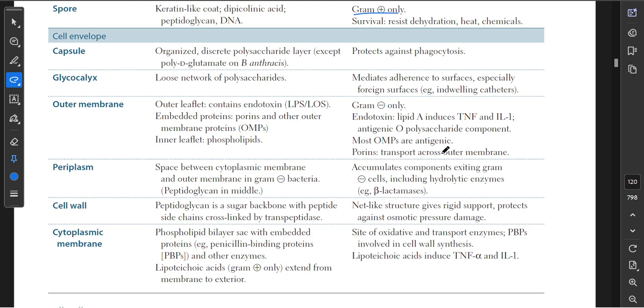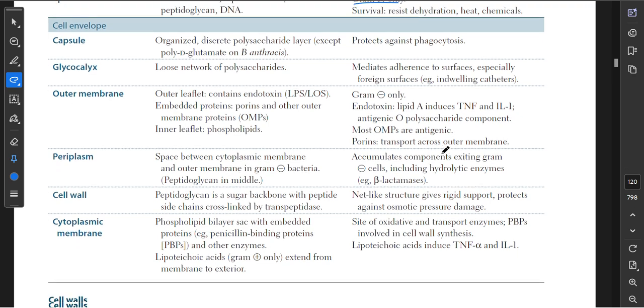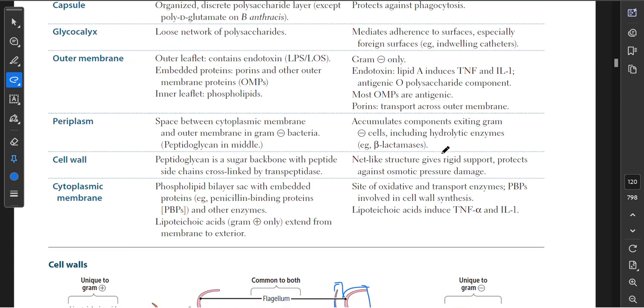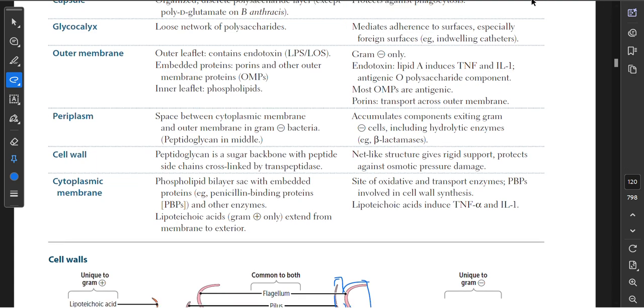And what does the capsule do? It protects against phagocytosis. Then we have the glycocalyx. What is glycocalyx? It is a loose network of polysaccharides, and it mediates adherence to surfaces, especially foreign surfaces like indwelling catheters. जब भी operations या surgeries के दौरान catheters introduce कराए जाते हैं तो उनकी surfaces पर भी bacteria present हो सकते हैं. सही है.